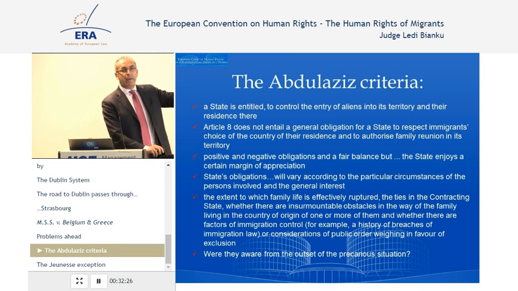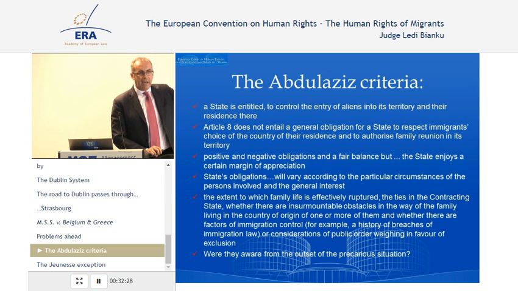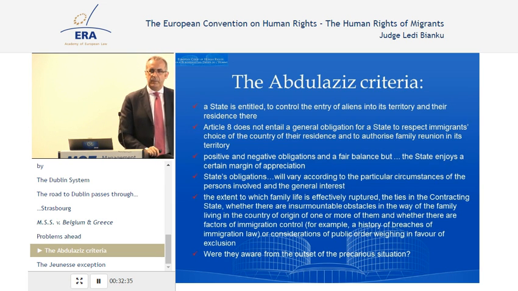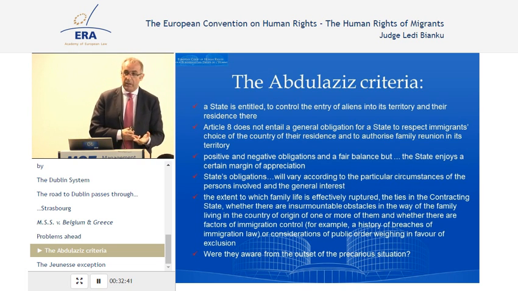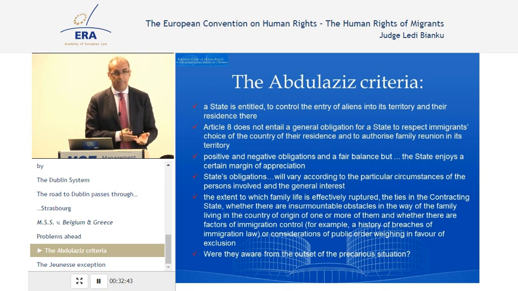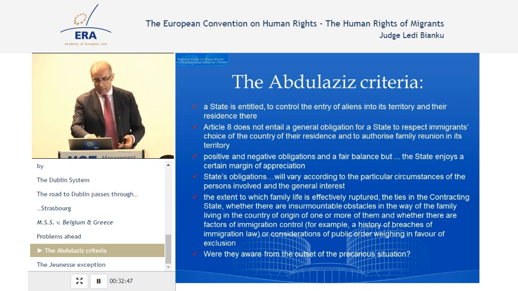And this is a migration case. It's not an asylum case. So please make this distinction. There you have a balancing exercise. There is no strict scrutiny in these cases where there are issues of family rights, where Article 8 of the Convention is at stake, family rights or private rights issues.